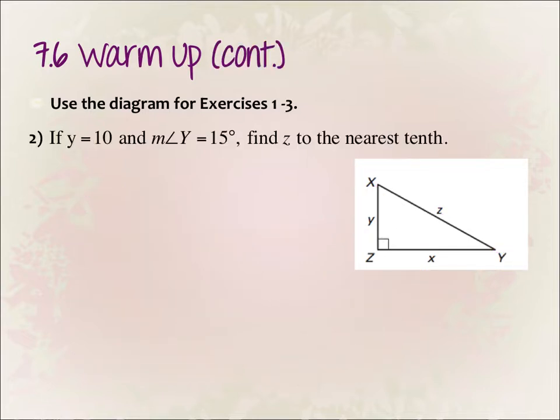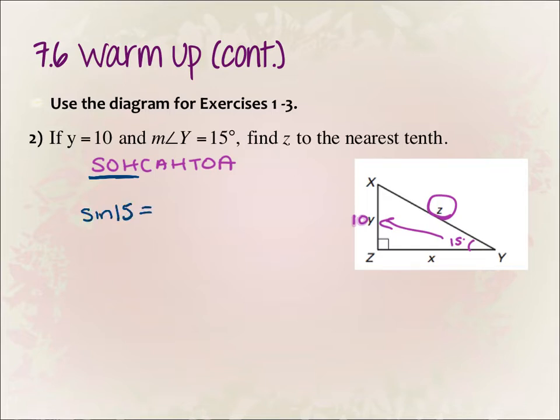Okay, number 2 says if y is 10 and the measure of angle y is 15, find z to the nearest tenth. So z for the whole triangle is my hypotenuse, and the 10 in respect to the 15 is opposite. So when I look at SOHCAHTOA again, we want to find the one that has the hypotenuse and the opposite side. Opposite and hypotenuse is sine. So we're going to say the sine of 15 equals opposite, which is 10, over hypotenuse, which is z.